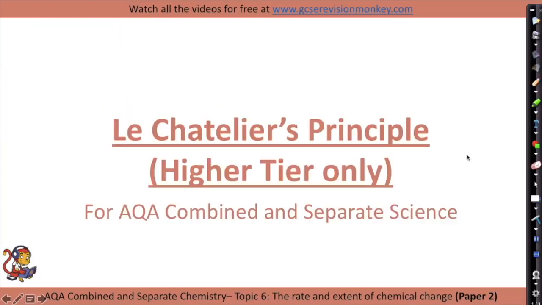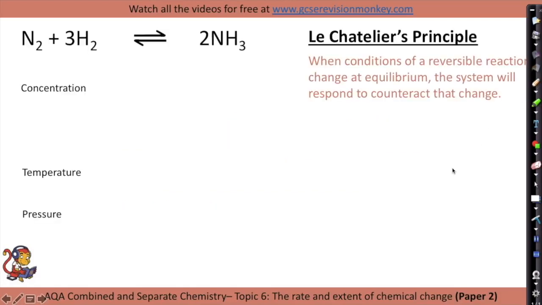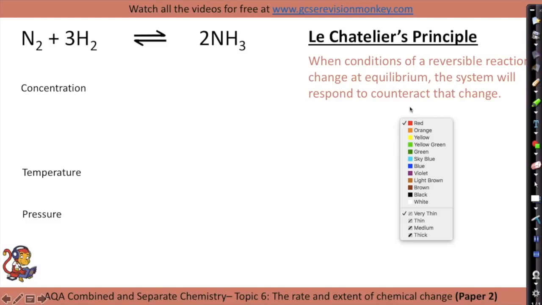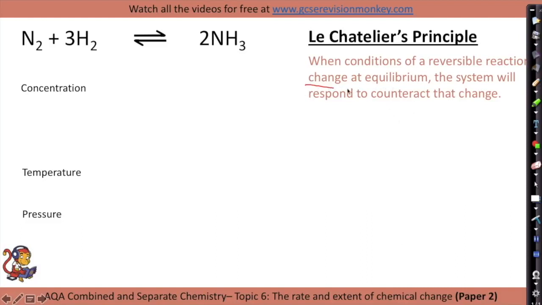This next part is for higher tier only, so if you are studying foundation, you can skip on to the next slide. Le Chatelier's principle is the idea that when conditions of a reversible reaction change at equilibrium, the system will change to counteract that change. So it's always trying to get back to a state of equilibrium.